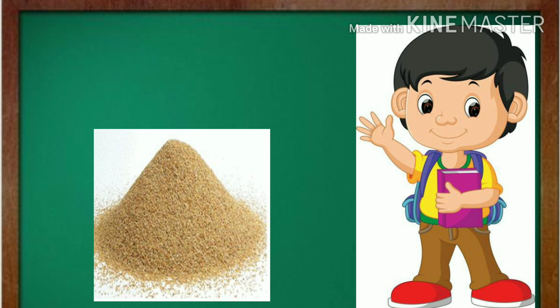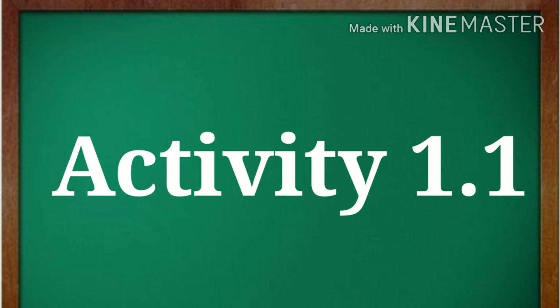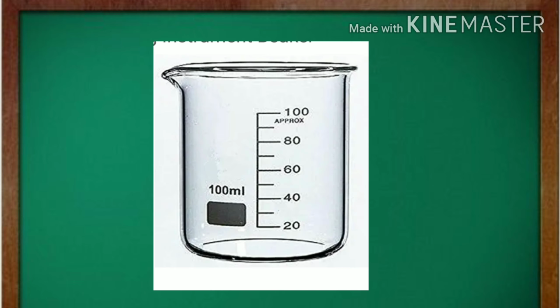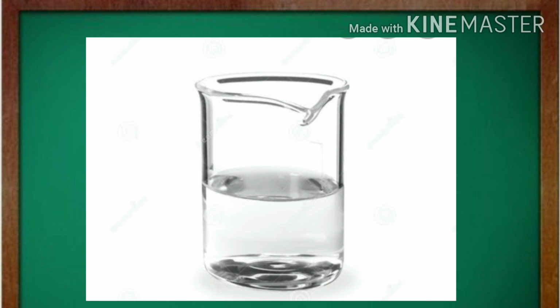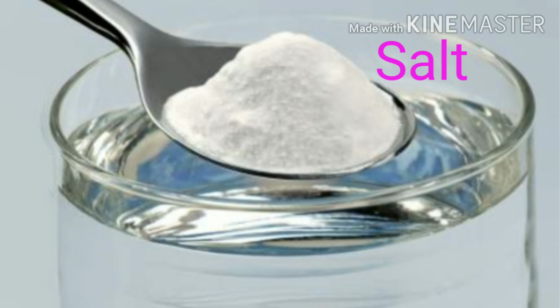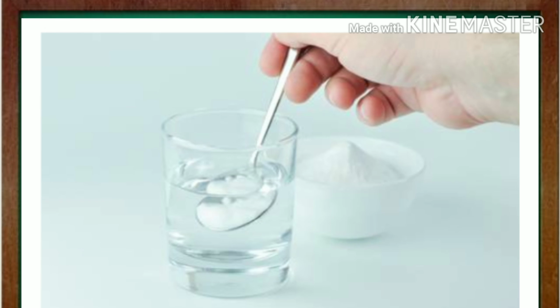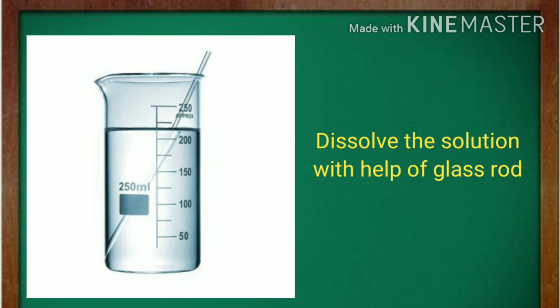So I told them, let us perform an activity to decide about the nature of matter. That is activity 1.1. Take a 100 ml beaker, fill half of the beaker with water and mark the level of water. Take some amount of salt or sugar. Dissolve the salt or sugar in the beaker containing water with the help of a glass rod.